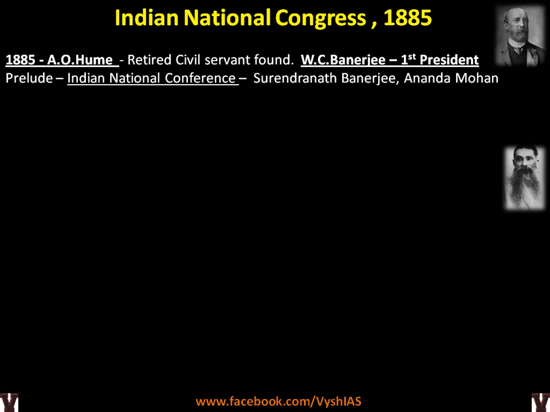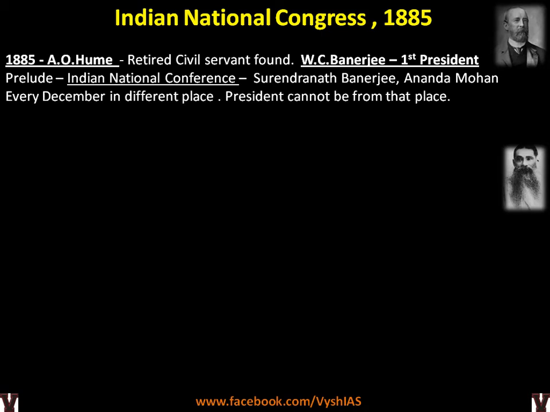So the prelude to that, the Indian National Conference, a body was there. We saw it in the previous slide at Calcutta. This was by Surendranath Banerjee and Anand Mohan. This was a body which was equally important at that time. So how the Indian National Congress would operate is that every December, that is once in a year, it would meet in a different part of India, and the condition was the president cannot be from that particular place.